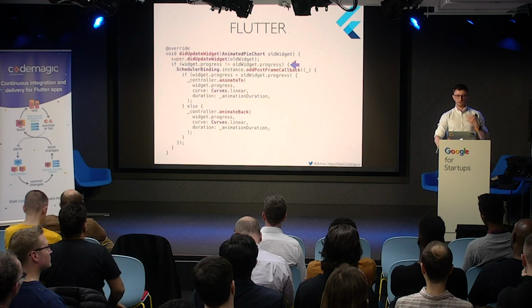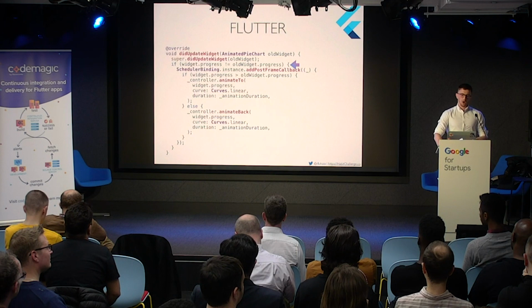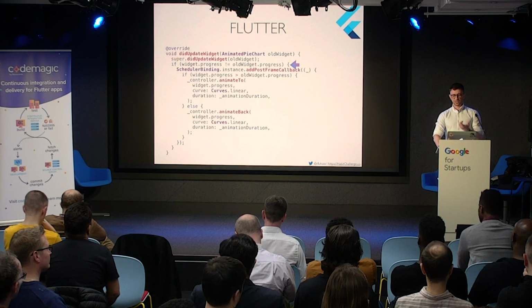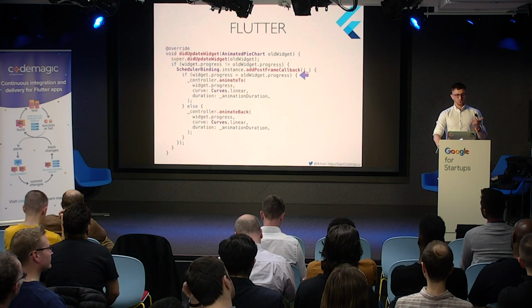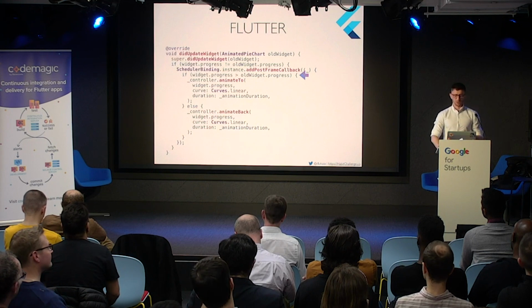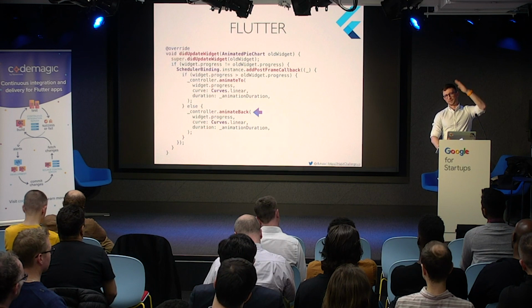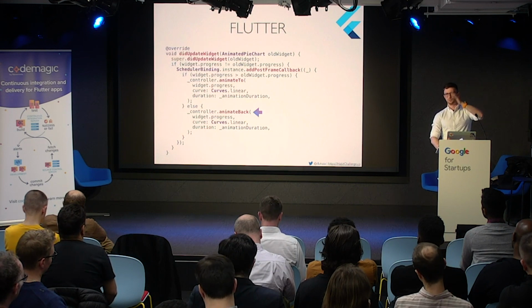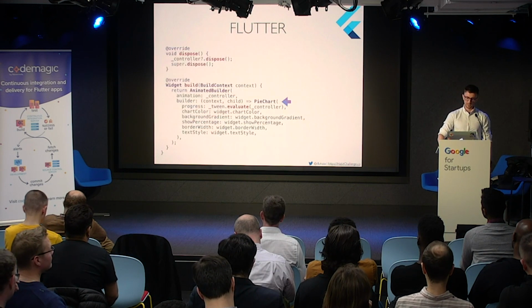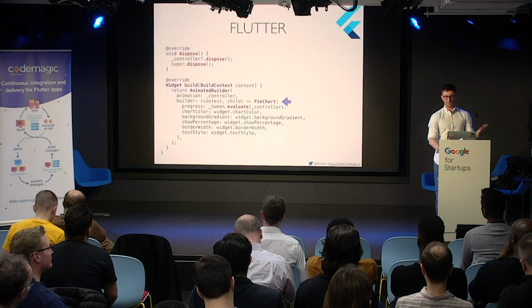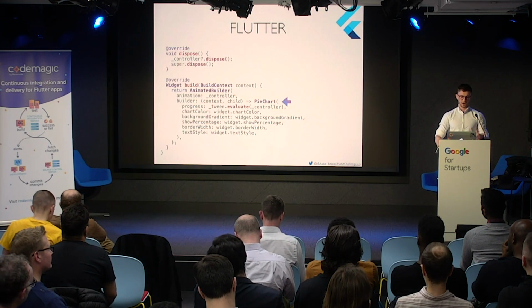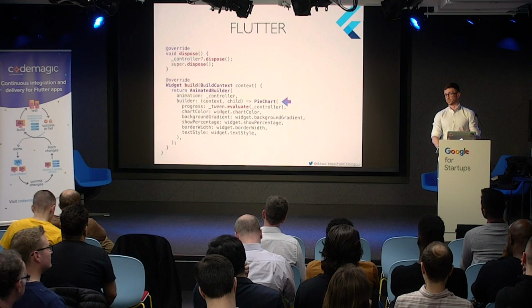And when the widget updates, we are verifying that the progress has changed. If the new progress is greater than the old progress, we are animating to. Otherwise, we are animating back. This way, I get this nice both-way animation of the pie chart number. And to wrap it up, the build method: a simple animated builder with our controller and a pie chart.